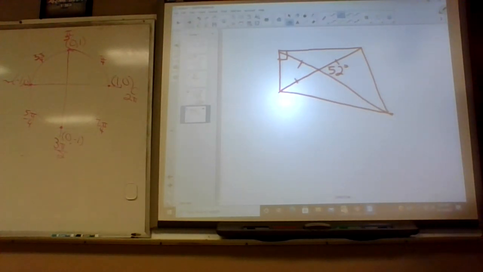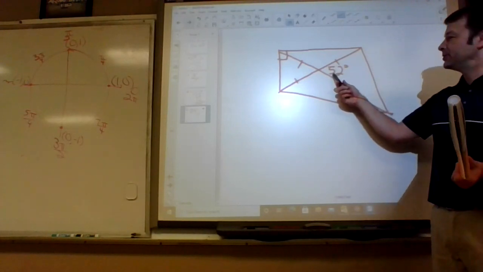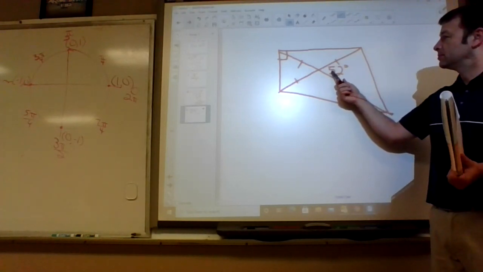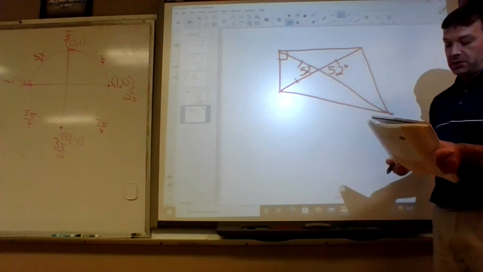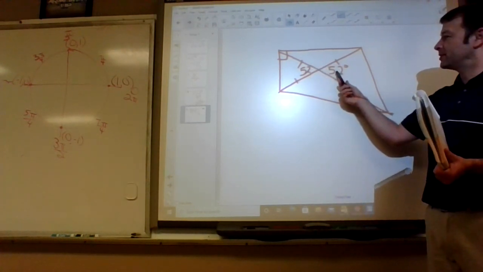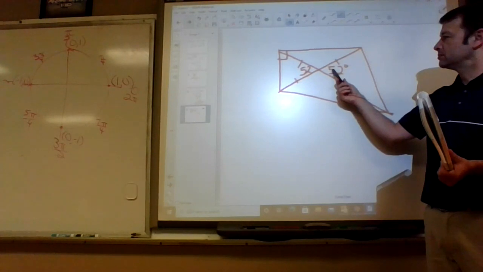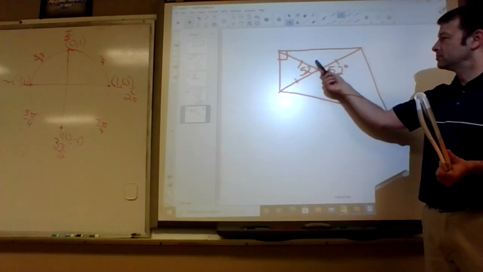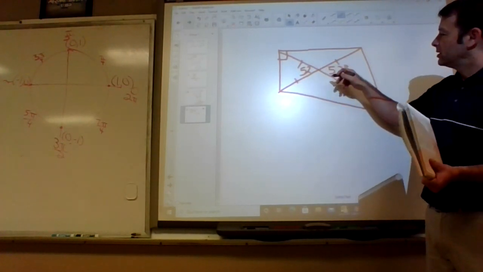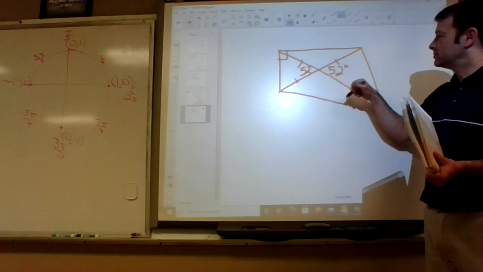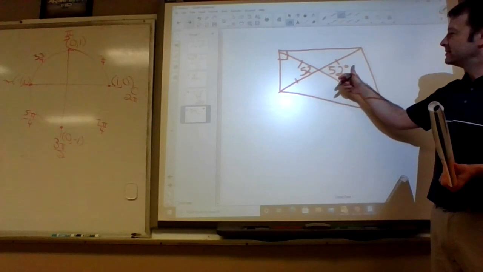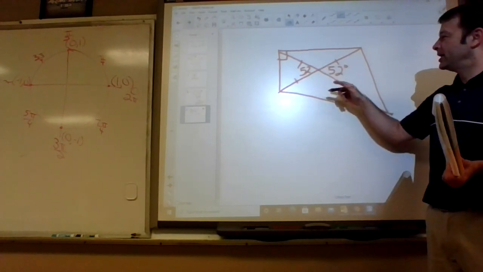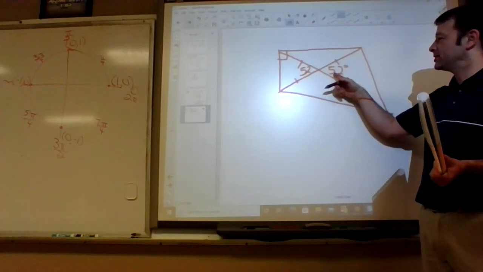Okay, if this angle's 52, then what? The size of the vertical angle. Okay, what else besides the vertical angle? That means 48... 148. Wait, no, 130. Wrong. Okay, 180 minus 52, 180 minus 50, 66.